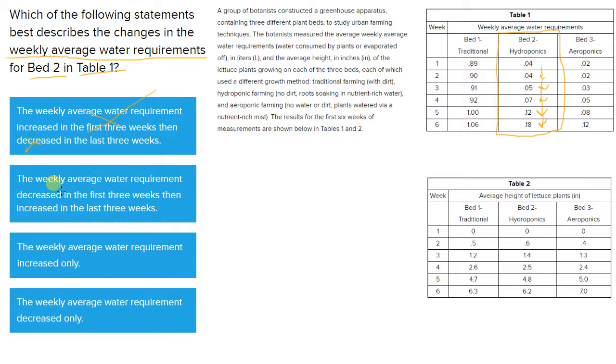Answer choice B, the average weekly water requirement decreased in the first 3 weeks, then increased in the last 3 weeks. We see that is also not true. It is always increasing slightly from week to week, or not at all in the very first 2 weeks.